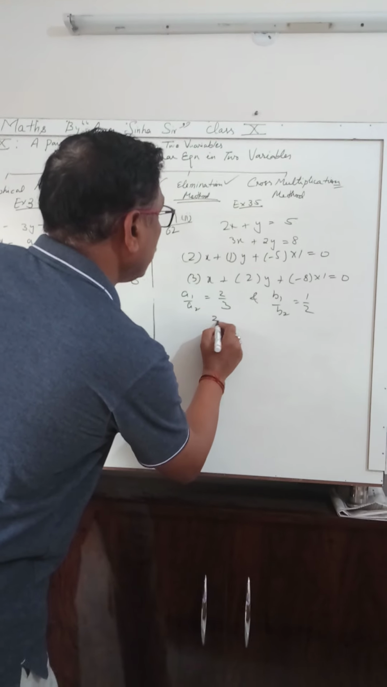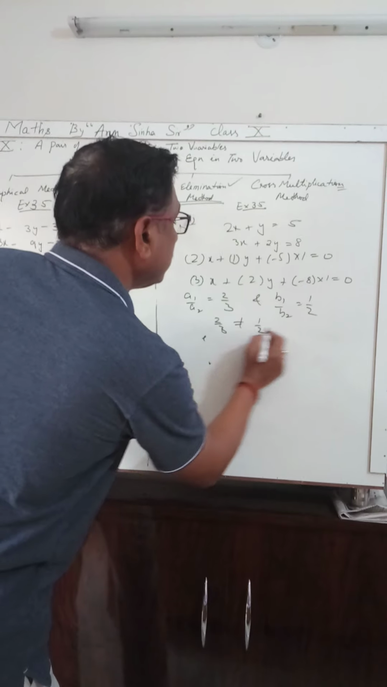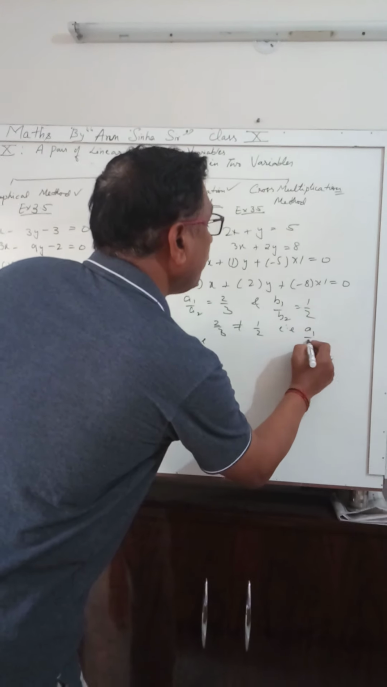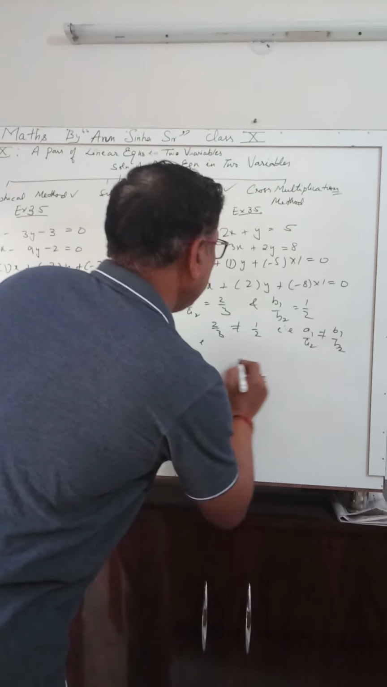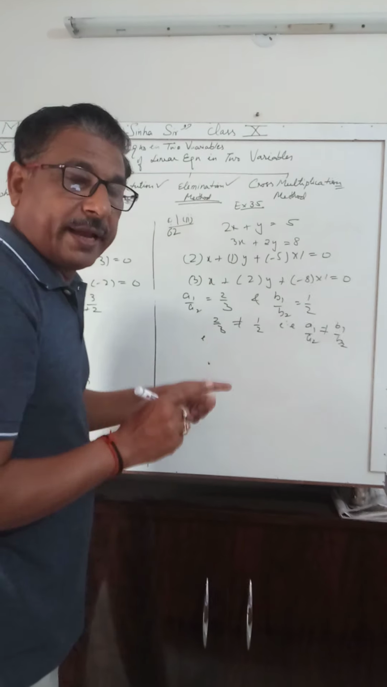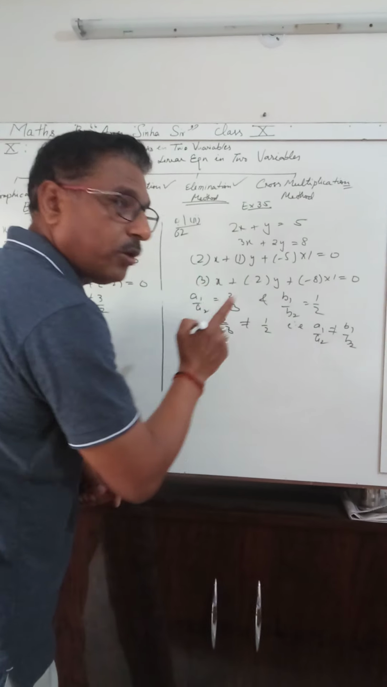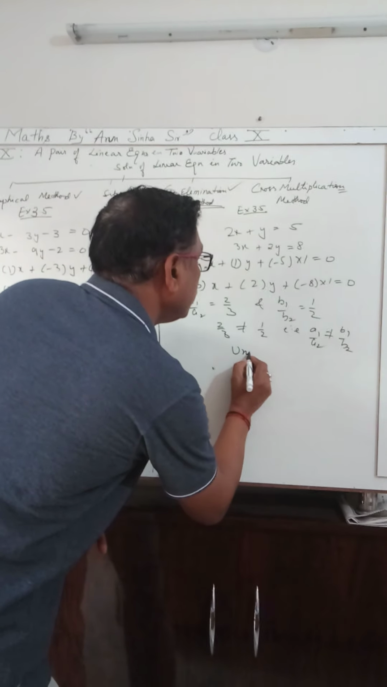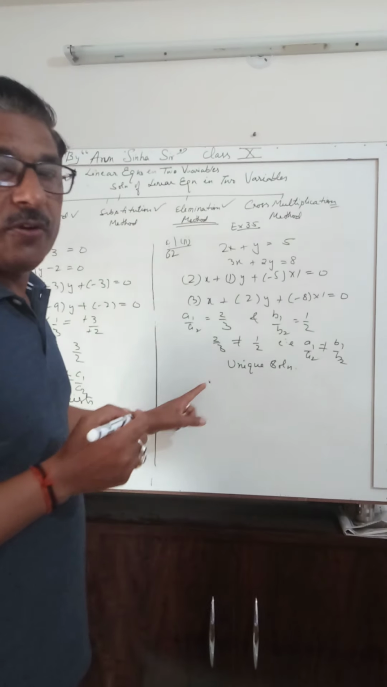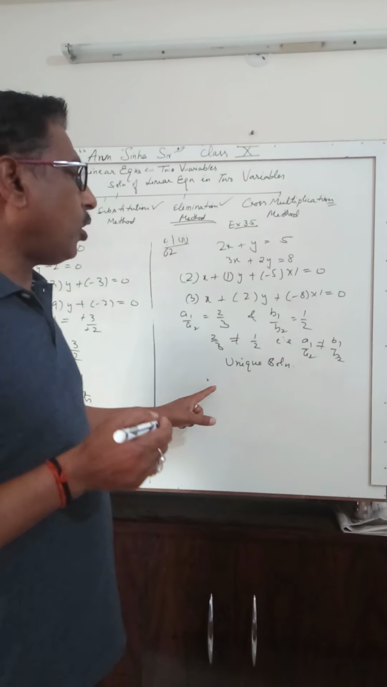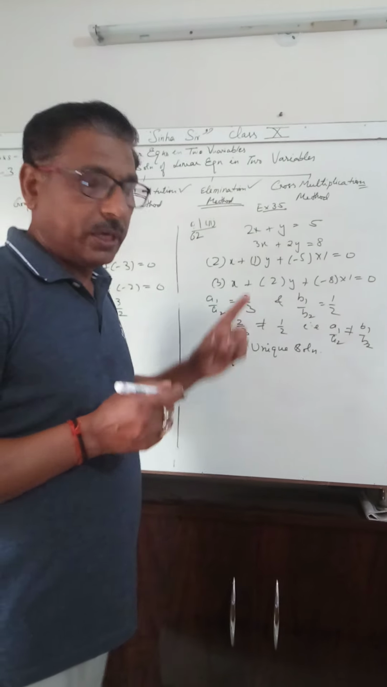Clearly 2 upon 3 is not equal to 1 upon 2. That is, A1 upon A2 is not equal to B1 upon B2. So they are intersecting lines and a unique solution exists. Okay, they intersect only at one point. So you get a unique solution. I think this part you understood. Now we are going to solve and find the value of x and y with the cross multiplication method.